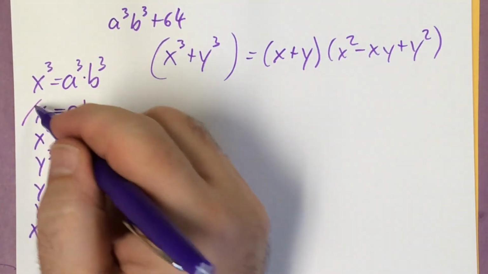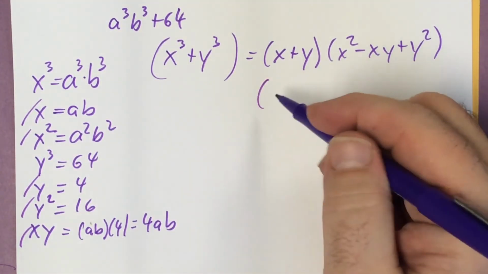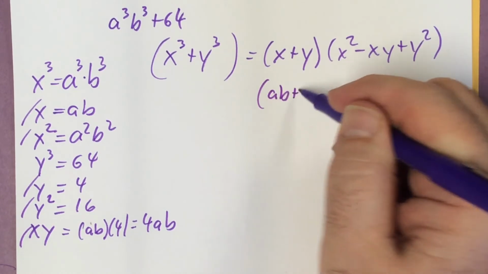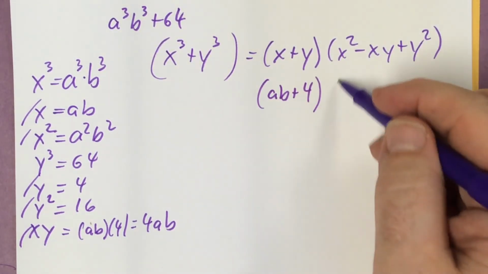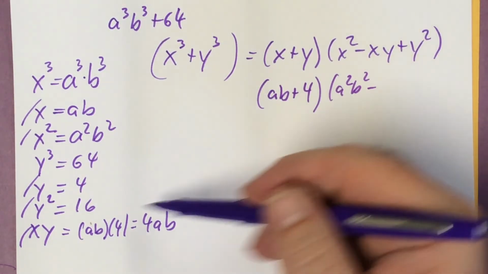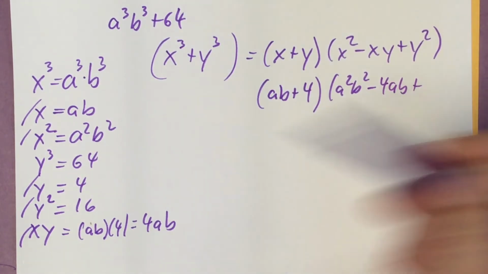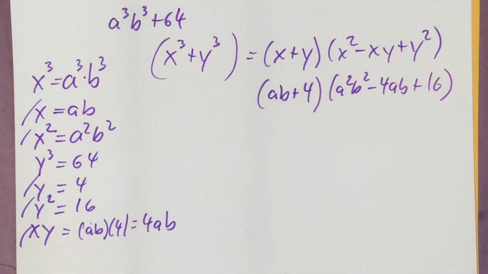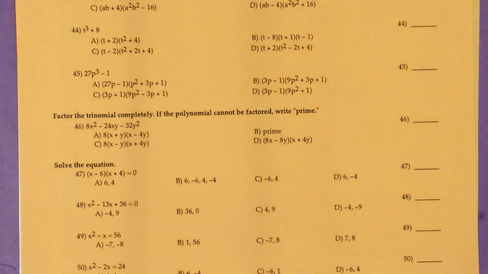So now I have all the pieces I need. I have this piece here, here, here, here, and here to put into that form. What's x? ab. What's y? 4. What's x squared? A squared b squared minus. What's xy? 4ab. What's y squared? 16. And now that's completely factored. 43 is done. Since I've done this for 2 problems, I'm actually not going to do 44. I'll let you guys try that on your own.